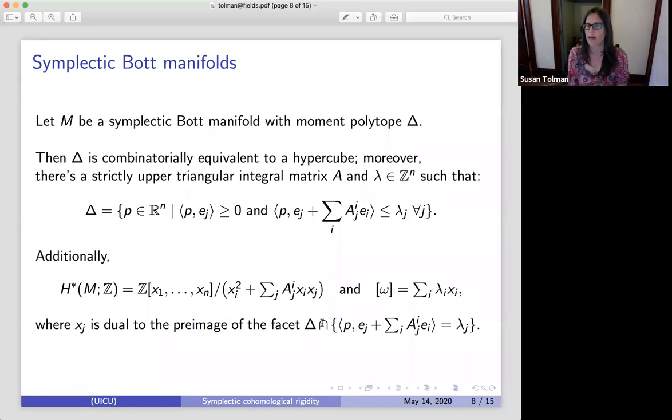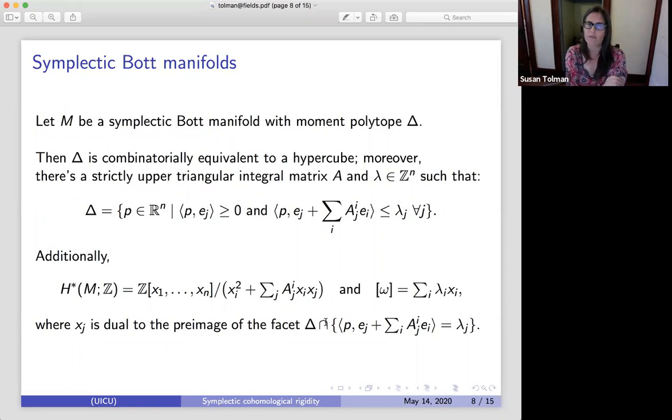And what I mean by combinatorially equivalent is that there's a correspondence of the faces, so that every face of delta corresponds to a face of the hypercube of the same dimension, so that the faces of delta intersect if and only if the faces of the hypercube intersect. So it has a very simple intersection. And moreover, we can write this in a very simple combinatorial way.